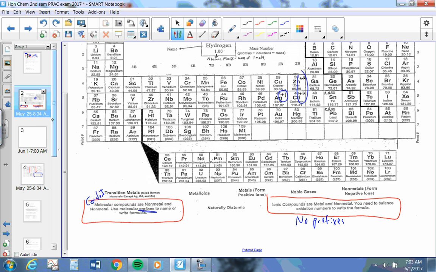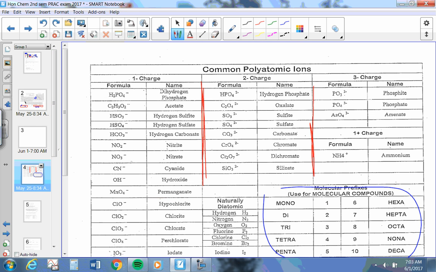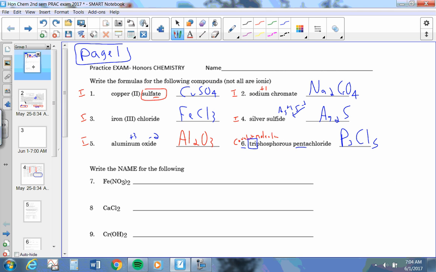There's a couple weird ones on the back, the polyatomic ions, that might have a prefix, like dichromate or dihydrogen phosphate. But for the most part, if you see a prefix, it is a molecular. So FeNO3 taken twice. This is not molecular, this is a metal.